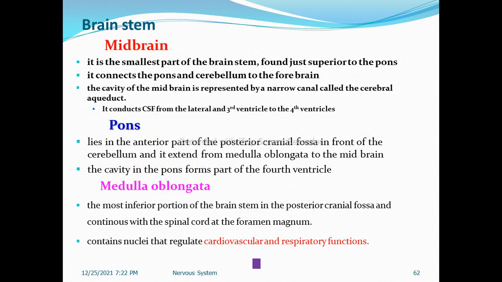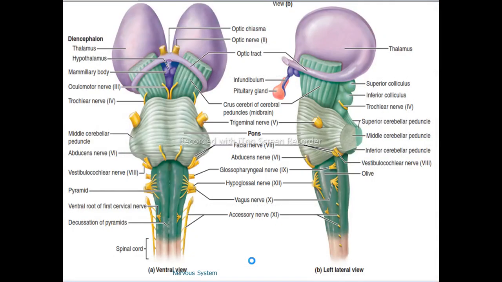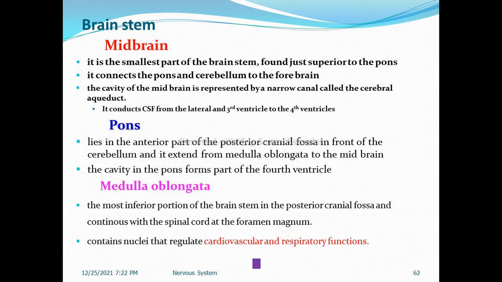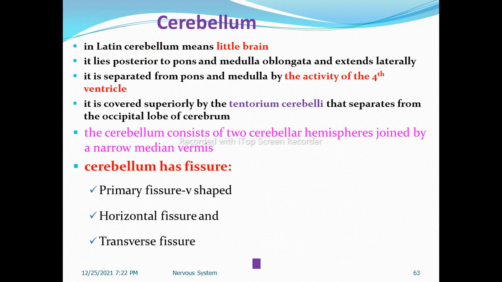Cerebellum. In Latin, cerebellum means little brain. It lies posterior to the pons and medulla oblongata and extends laterally. It is separated from the pons and medulla by the cavity of the fourth ventricle. We have seen it, this one. It is covered superiorly by the tentorium cerebelli.